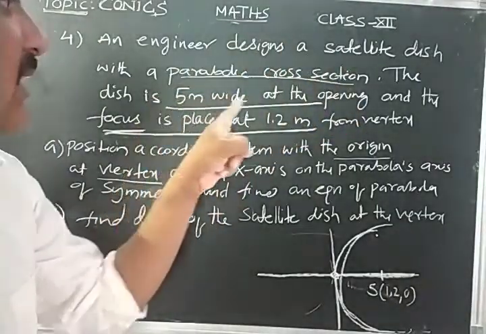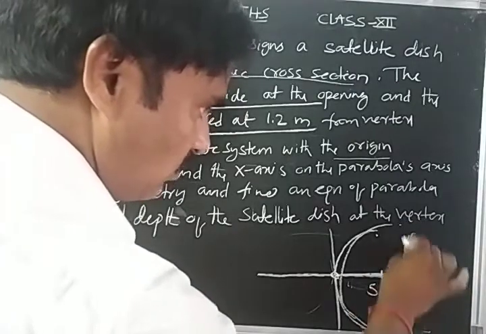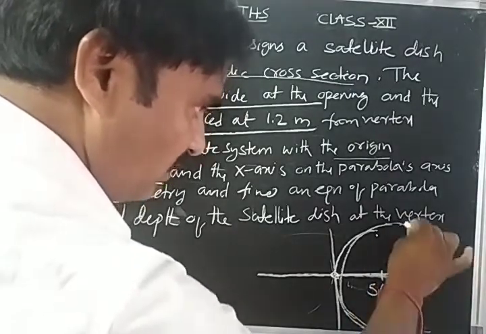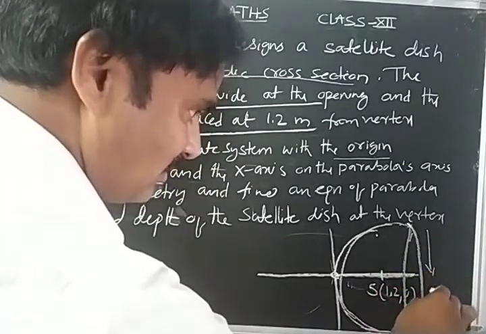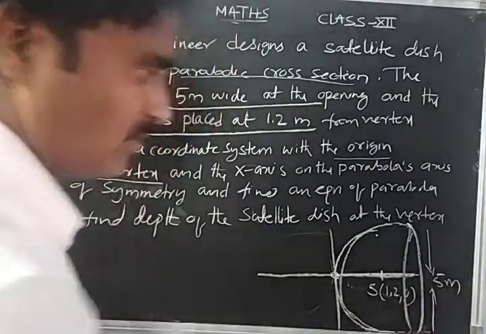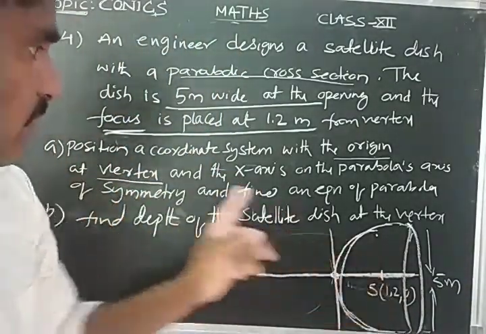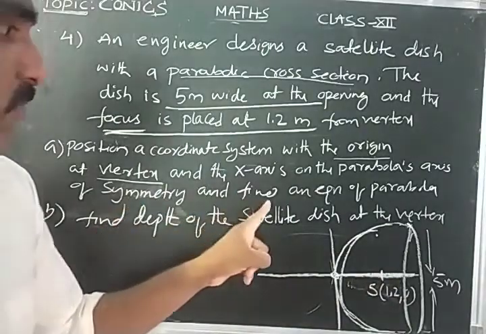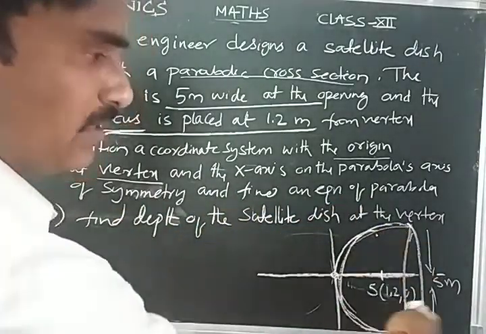The dish is 5 meters wide at the opening. Suppose this is the opening part of the satellite. This width is given as 5 meters. What is asked? Using this information, find the equation of the parabola. First of all, we should find the equation of the parabola, and it opens on the right-hand side.